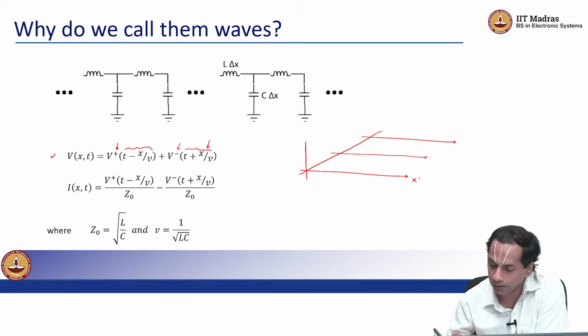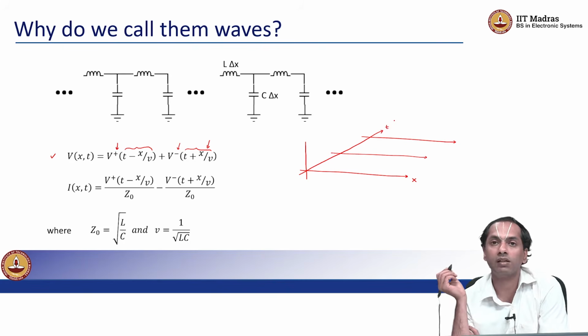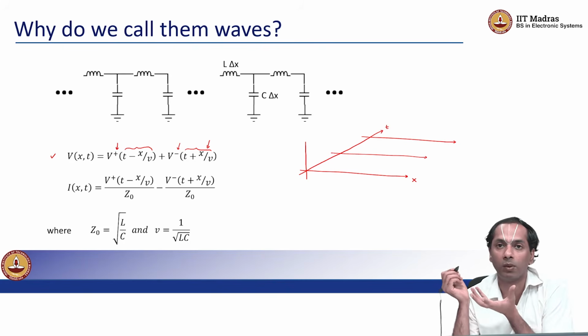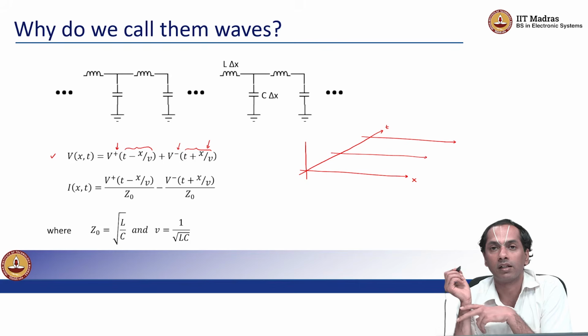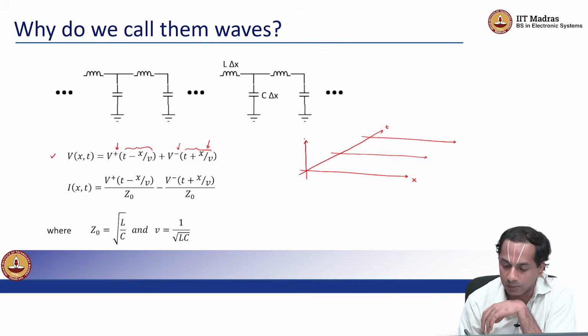Remember, voltage and current are now functions of both x and t. So I actually need a three-dimensional plot. X and t are independent variables, and my voltage is the observed variable.